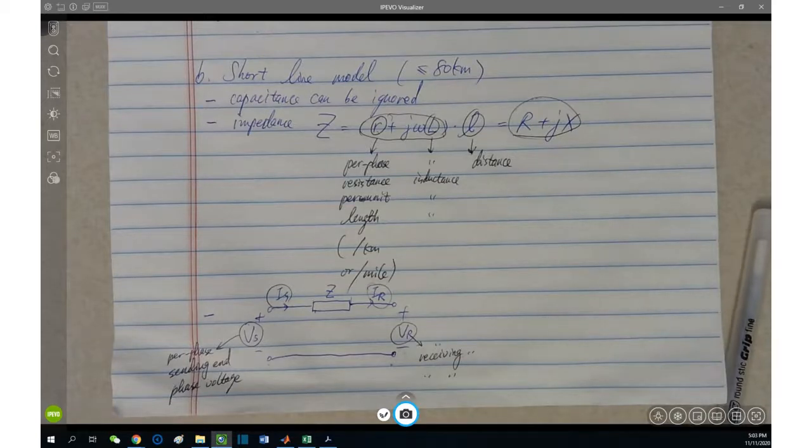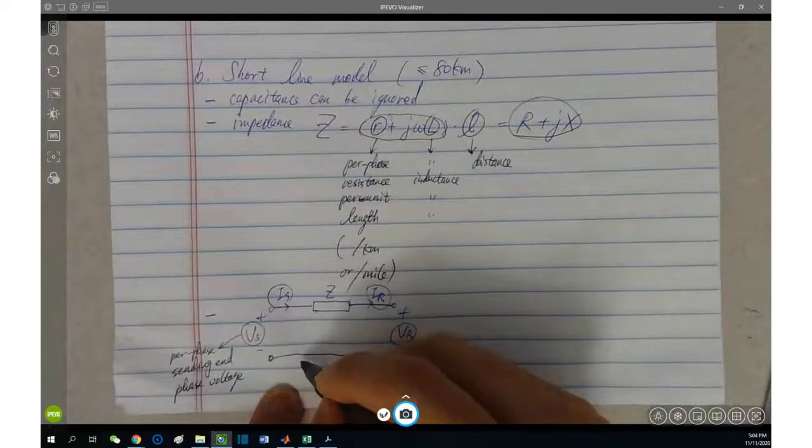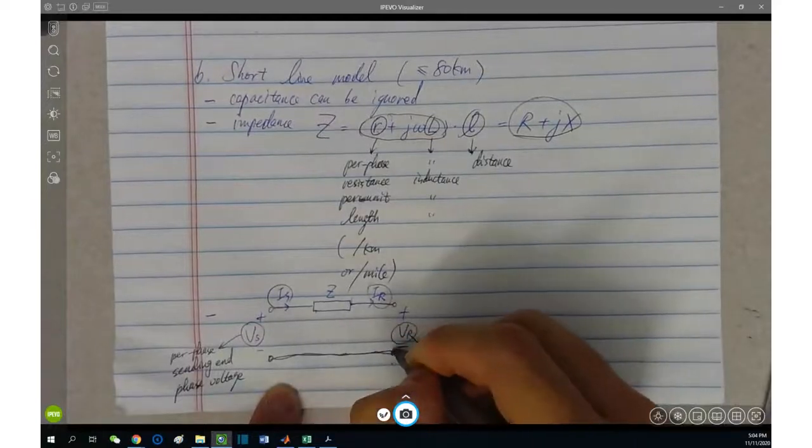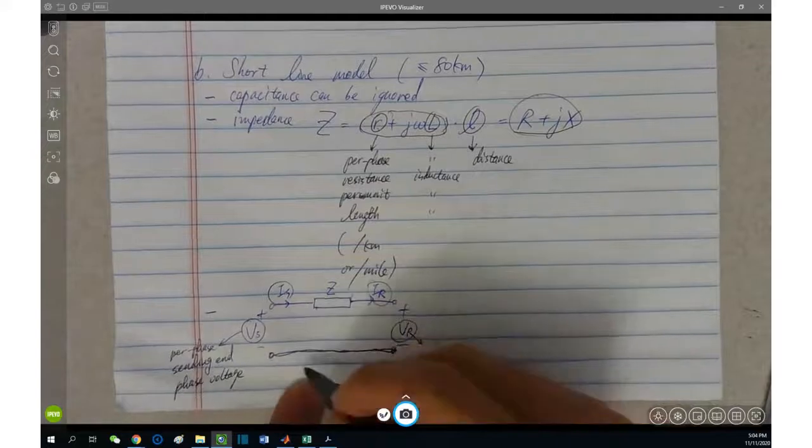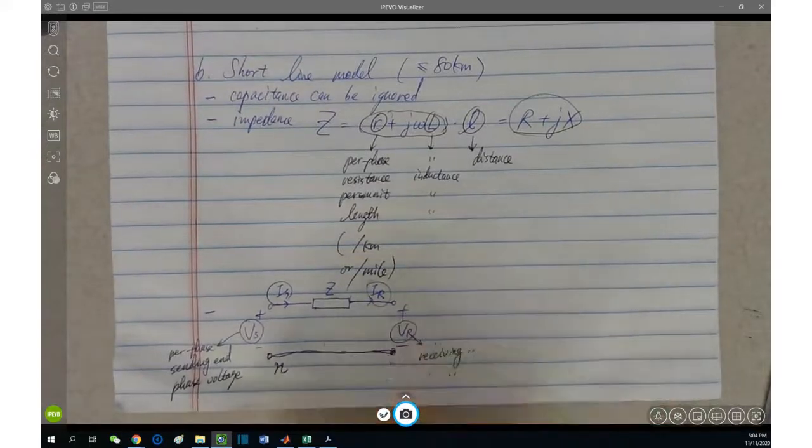And here I'm seeing a question. Kevin asks, by design, we try to make VS roughly equal to VR, correct? By design, how do you make that happen? And Sawyer's question is, so the bottom line is the neutral line, right? Correct. Now that's a point. This is neutral node. Okay, this line looks like line, but that's just one node, right? So that's a neutral point. Correct.